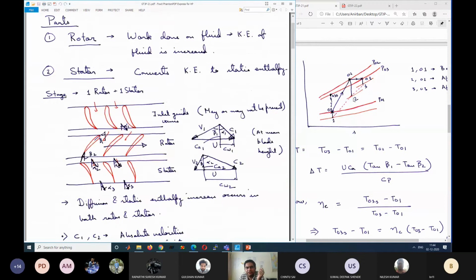This is the velocity diagram. Can we write T2 minus T1? How can we write T2 minus T1 in terms of velocity? Sir, like V1 reduces to V2, right? Yes, correct. That is what's causing the diffusion. Yes, so if you are sitting on the rotor, very good.